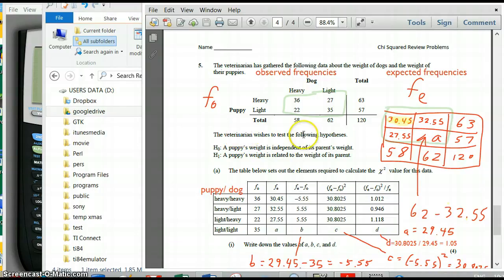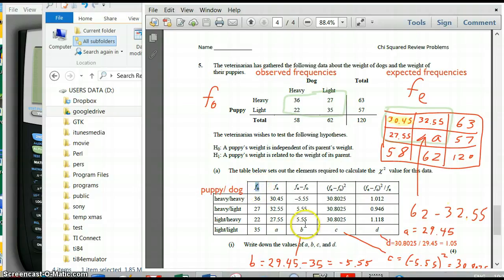So the veterinarian wishes to test the hypothesis that a puppy's weight is independent of its parent's weight. Okay, well, that's the null hypothesis. And so to do that, makes this table: heavy mom, light mom, heavy puppy, light puppy, to see if there's any kind of relationship there. The expected values we are expecting to see are 30.45, 32.55, 27.55. How do I know? Well, I got it out of this table here, because the table gives us the expected frequencies, FE, for each of the observed frequencies.